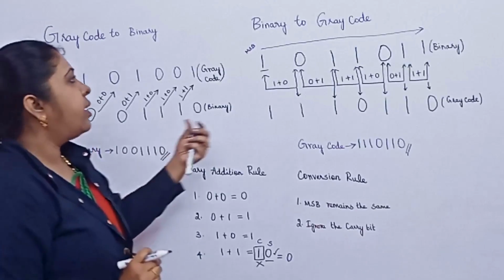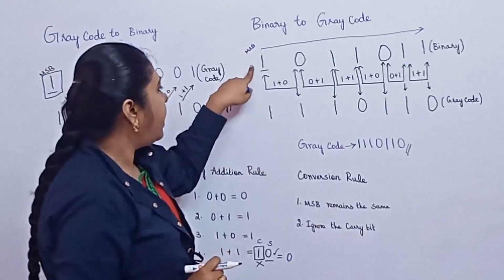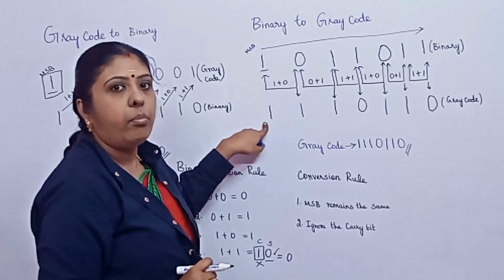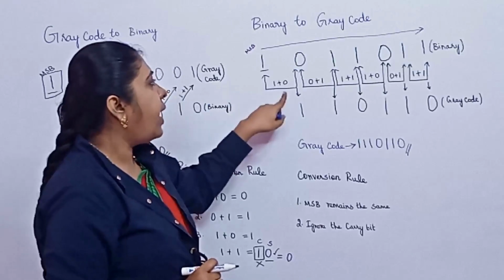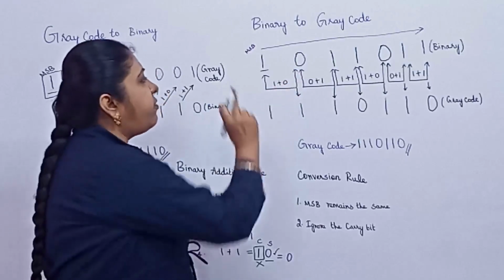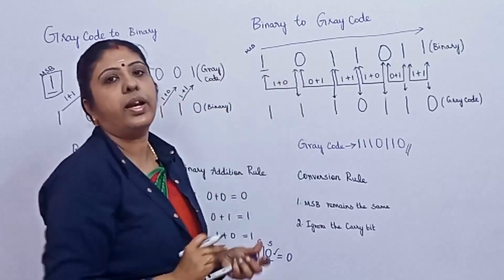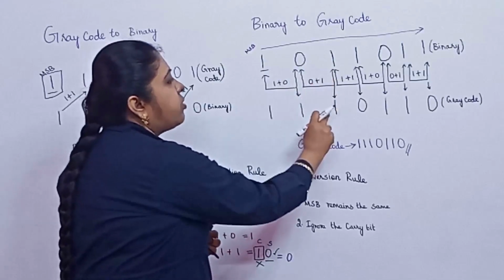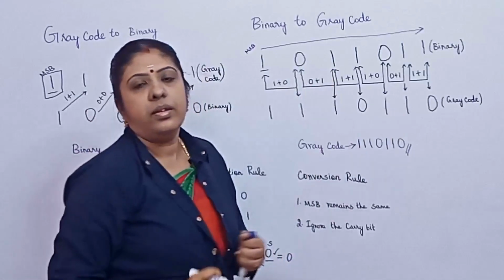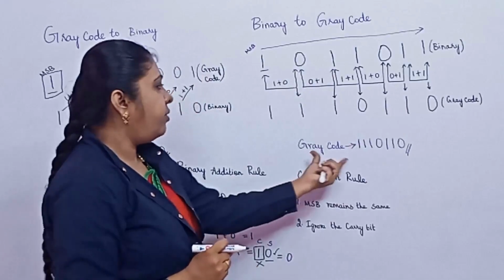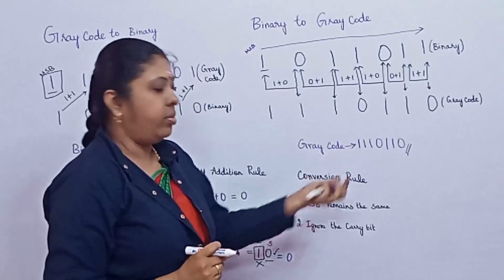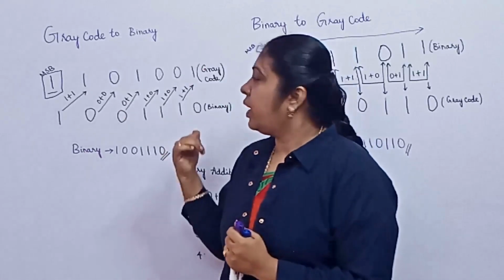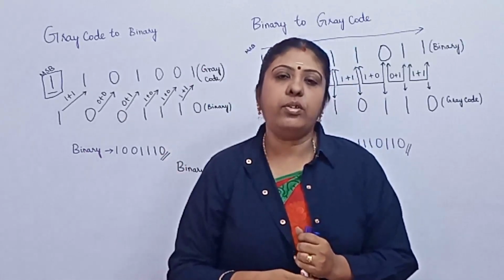Similarly, in binary to gray code, the MSB remains the same as it is. So 1 is written here. But for the next bit, we have to add the subsequent bits, starting from the first bit, from the left to the right. So 1 plus 0, 1. 0 plus 1, 1. Similarly, the conversion goes on and we arrive at the particular gray code. Hope you are very clear about this gray code to binary and binary to gray code.